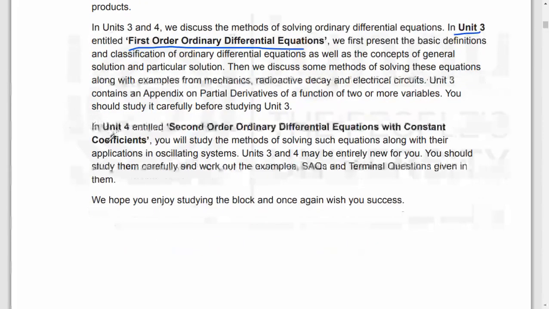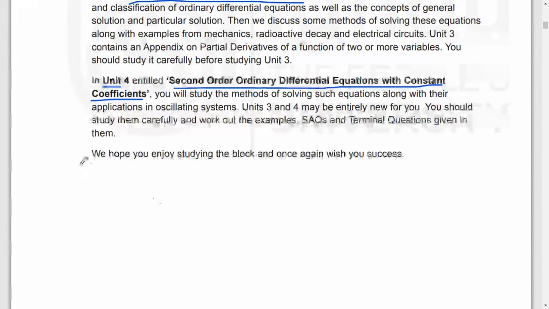Unit 4, entitled Second Order Ordinary Differential Equations with Constant Coefficients. You will study the methods of solving such equations along with their application in oscillating systems. Unit 3 and 4 may be entirely new for you. You should study them carefully and work out the examples, SAQs and terminal questions given in them. We hope you enjoy studying this block, and once again wish you success.